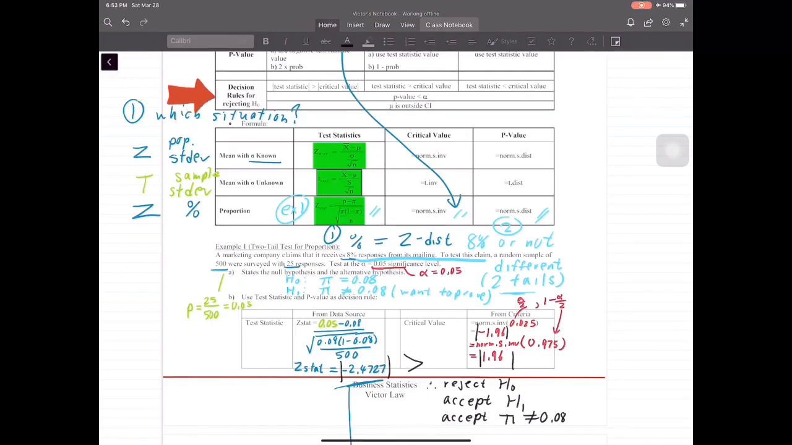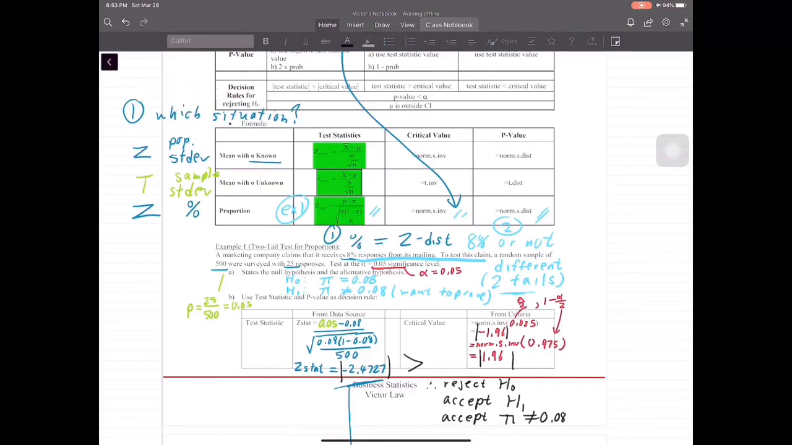Your second decision rule for rejecting H-null is you can compare p-value with alpha. As long as p-value is less than alpha, then you can reject H-null. The last one is you compare the mean. If the mean is outside the confidence interval, then you can also reject H-null. So these are the 3 decision rules that you can use to reject H-null.